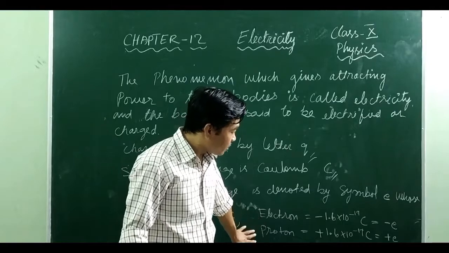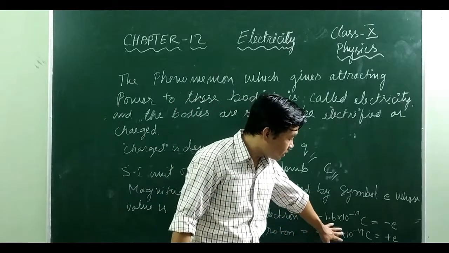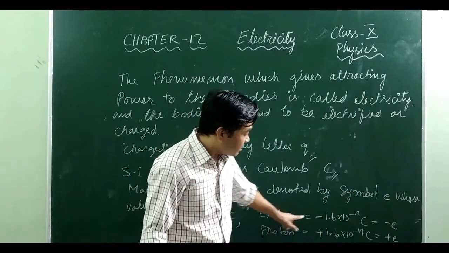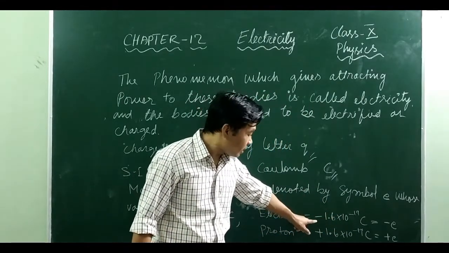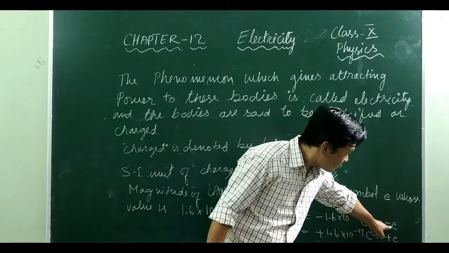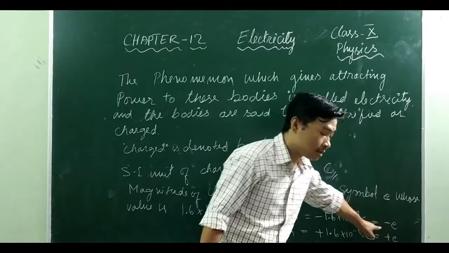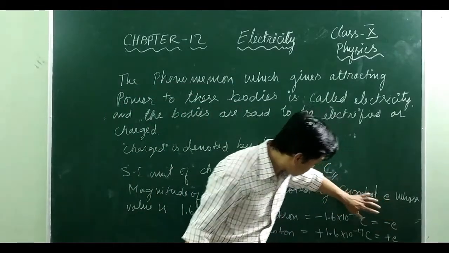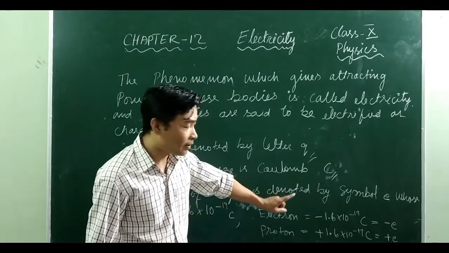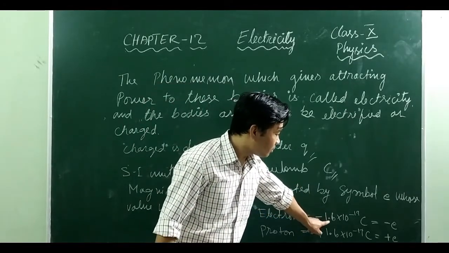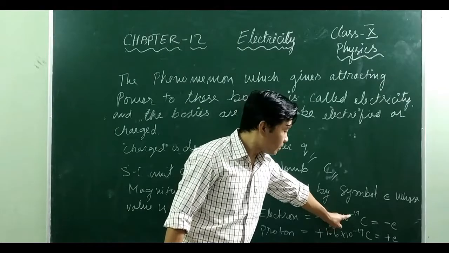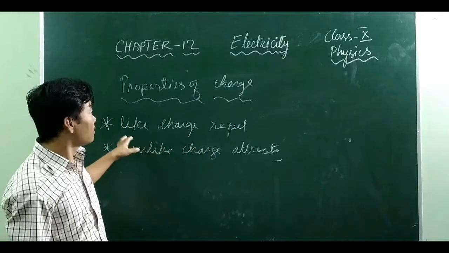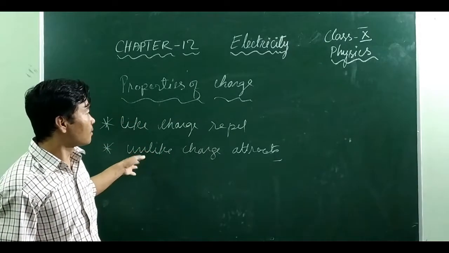So electrons and protons have the same magnitude of charge, 1.6 into 10 to the power minus 19, but the electron is negatively charged, so it is represented by the minus sign. So the small letter e represents the magnitude. Okay, this e means the magnitude of the charge of the electron, whose value is minus 1.6 into 10 to the power minus 19 coulomb. Now let's understand the two properties of the electric charge.